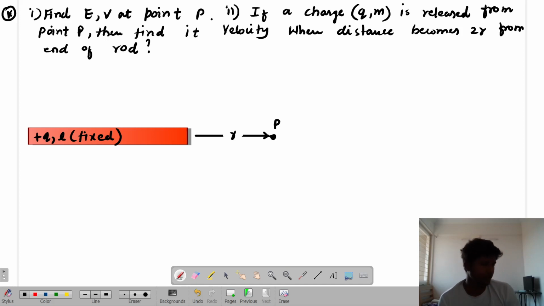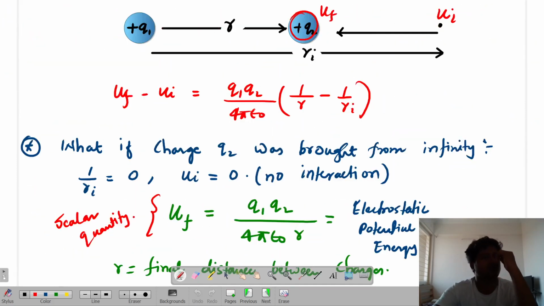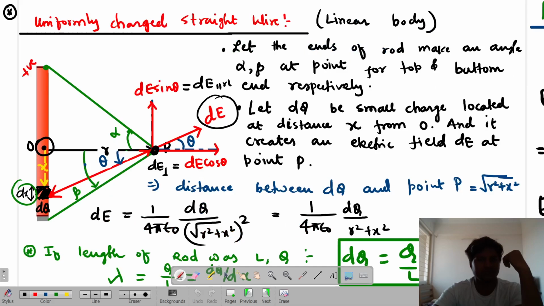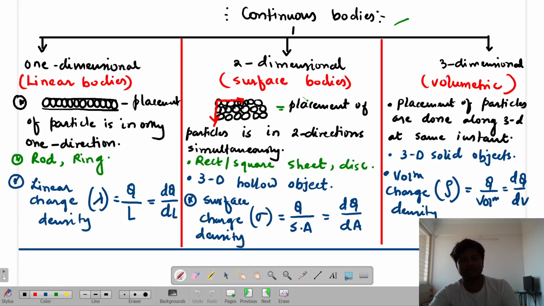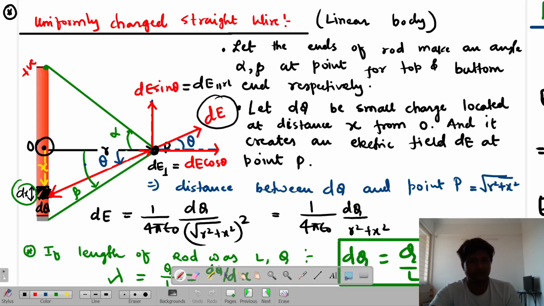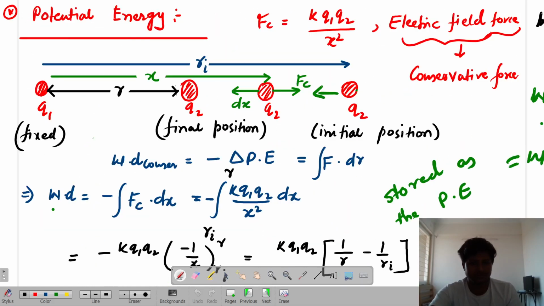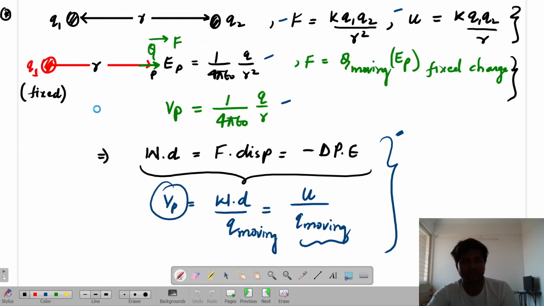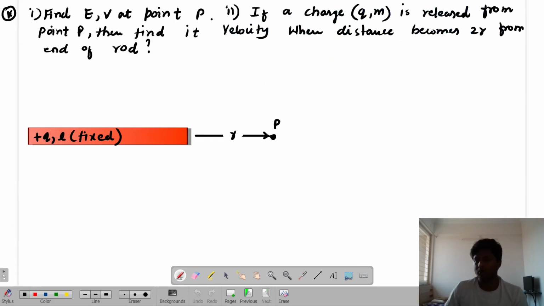So it is a continuous body or non-continuous body? You have to apply the concept of continuous body. Just like we did for the rod, you always have to apply the concept of continuous body. The generalized idea was what? To find the electric field, I need to consider dq, isn't it? So consider a dq first. Always remember to work on identification. If it is a continuous body, you can't solve normally. You have to definitely consider dq.